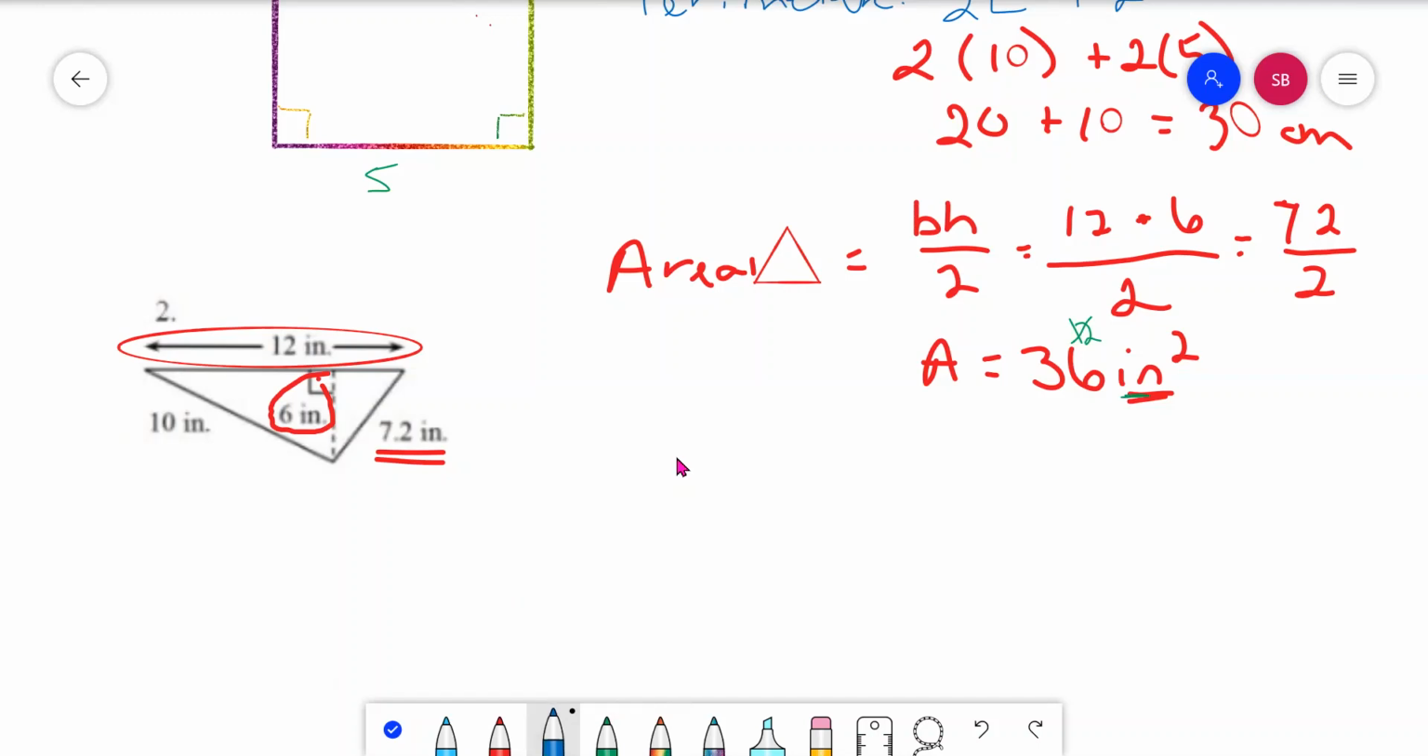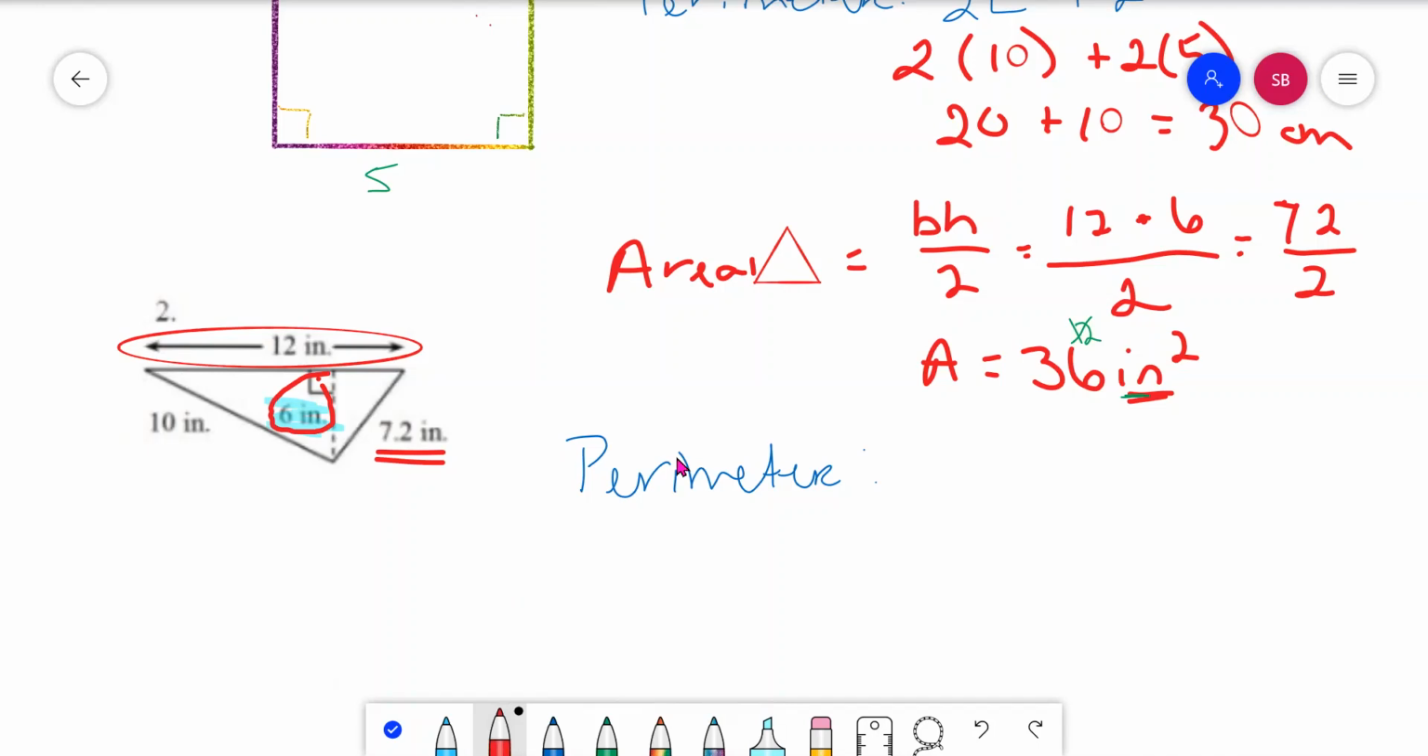The next one is for perimeter. And for this perimeter, you just add up all the outside lines. The common mistake when doing perimeter, people think they have to add in that height. The height is not on the outside of the shape. So we only have to do the things that are on the outside of the shape.